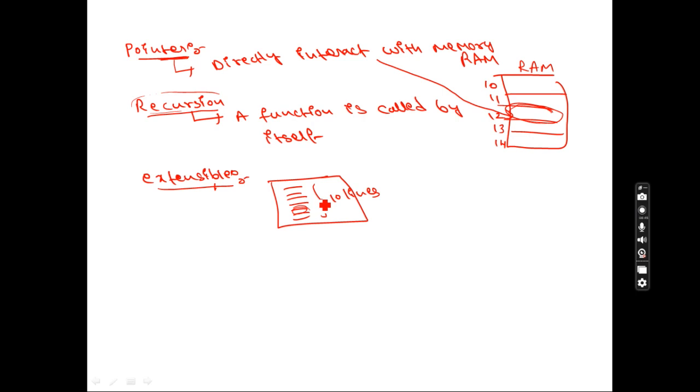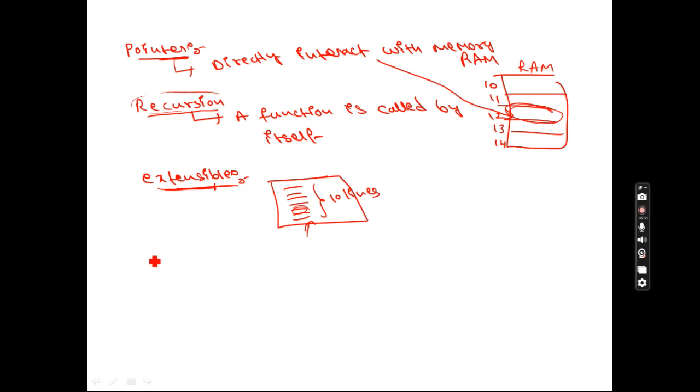It means you can add new lines to the program, or you can remove lines from the program. So that's simple. You can add new features to the existing program, or you can remove some of the features which are already written. So that is the meaning of extensible.